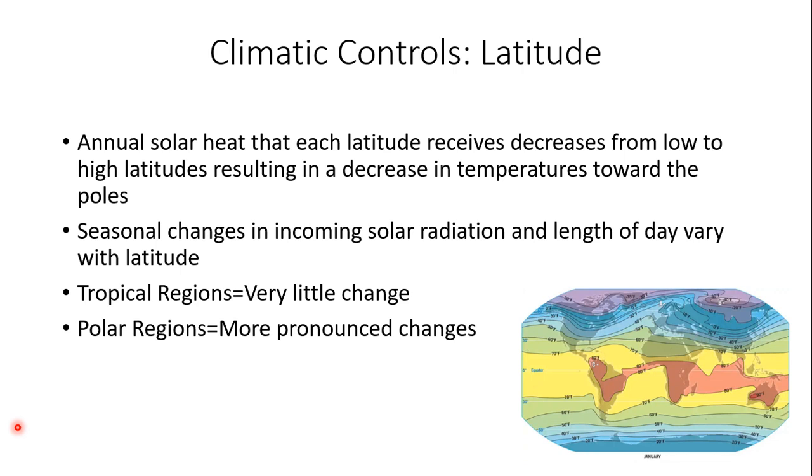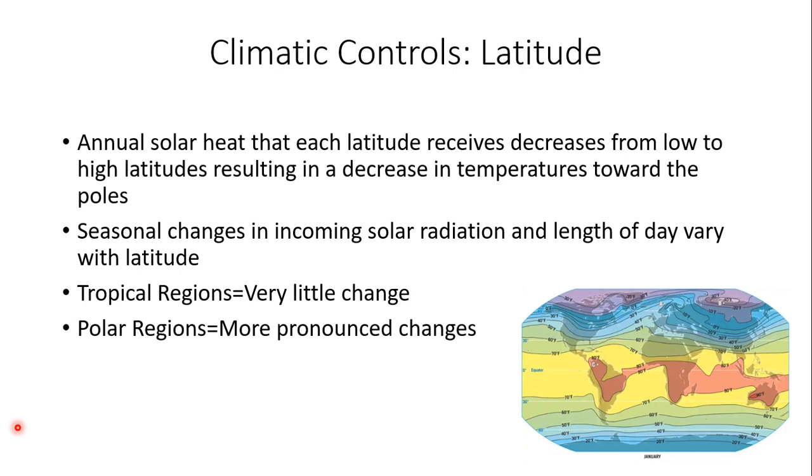Now, the seasonal changes in the amount of incoming solar radiation and the length of the day vary with the latitude. I'm going to show you some factors here in a minute on the next slide that go into that incoming solar radiation and length of day. Tropical regions overall, they receive very little change. Their climate is pretty much hot and humid throughout the course of the year. The polar regions, they tend to have more pronounced changes.